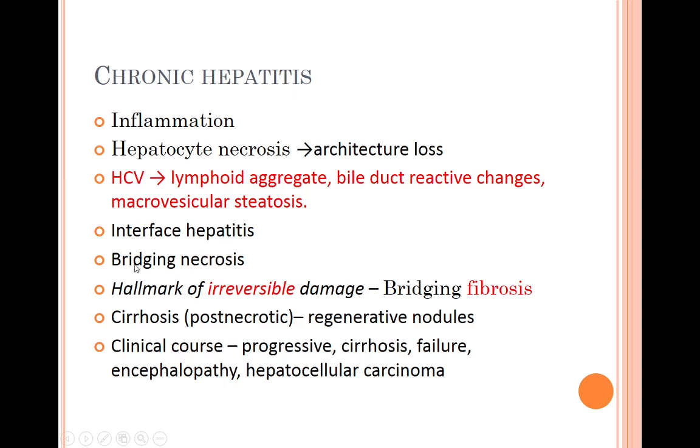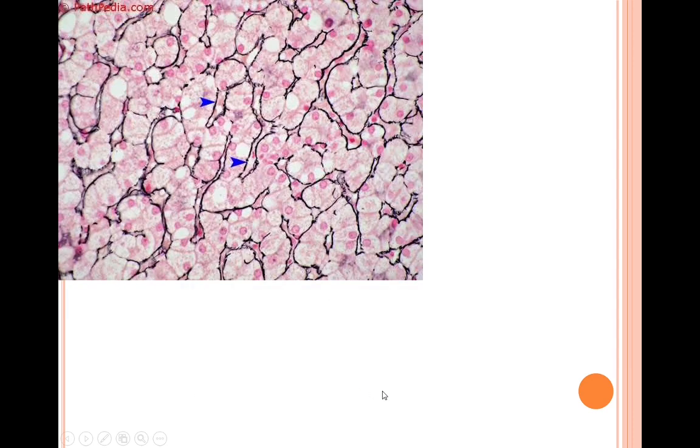Interface hepatitis, bridging necrosis, and the hallmark of irreversible damage is always fibrosis. Then cirrhosis, post-necrotic, can cause regenerative nodules. I'll show you a picture. Clinical course, of course, will be progressive. Cirrhosis can be there, liver failure can set in, hepatic encephalopathy can set in, and finally, hepatocellular carcinoma.